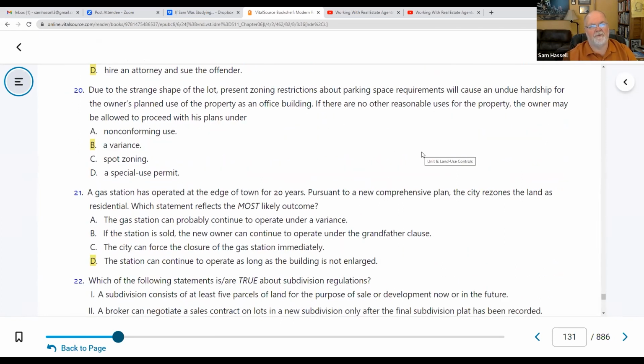Number 20, due to the strange shape of a lot, present zoning restrictions about parking space requirements will cause an undue hardship for the owner's planned use of the property as an office building. If there are no other reasonable uses for the property, the owner may be allowed to proceed with his plans under a variance. Okay, under a variance. No other uses for this land, they need these parking spaces. They're going to use it for that.